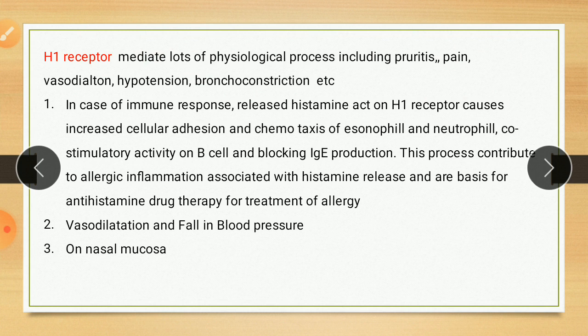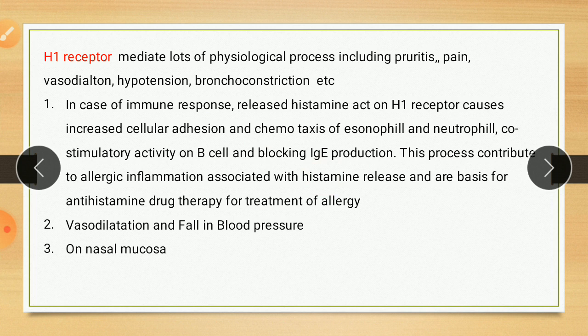But the important effect, first, in case of immune response, is that released histamine acts on the H1 receptor and causes increased cellular adhesion and chemotaxis. Chemotaxis means accumulation of leukocytes or WBCs, eosinophils and neutrophils, co-stimulatory activity on B cells, and blocking IgE production. It is immunoglobulin E that is responsible for allergy. This process contributes to allergic inflammation associated with histamine release and is the basis for antihistamine drug therapy for treatment of allergy. So histamine plays an important role in allergy.